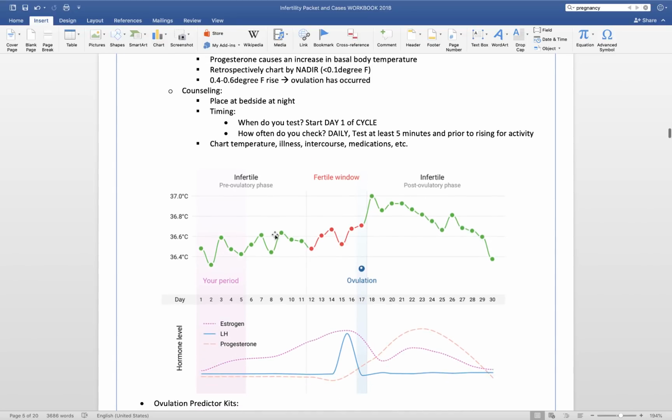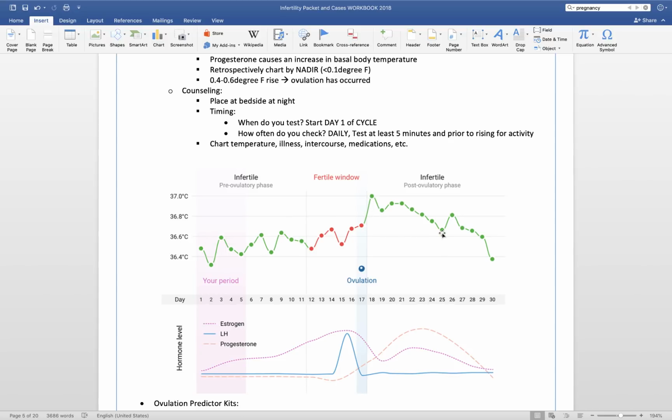The way that patients would do this is that they would have a thermometer, place it at their bedside at night, and test first thing in the morning before they get up, before they put their glasses on or take a drink of water, and they should be doing it at the same time every day. They usually start on day 1 of the cycle, which, as a reminder, is the first day of menses, and then they chart anything that might cause alterations in their temperature, such as illness or intercourse, any medications, excessive exercise, and then they would use a little chart. You can use apps for this in order to find this small increase in body temperature.